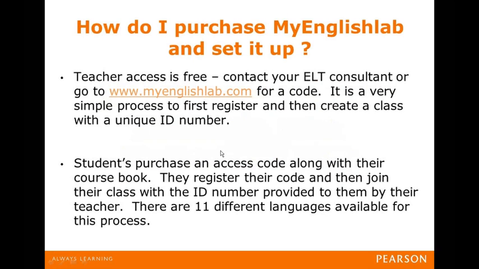Right. How do I purchase MyEnglishlab and set it up? Well, it's very, very easy. Teacher access is free. So contact your ELT consultant or go to www.myenglishLab.com for a code. It's a very simple process to first register and then create a class with a unique ID number. Then the students purchase an access code along with their course book. They register their code and then join their class with the ID number provided to them by their teacher. As we just showed, there are 11 different languages available for this process, and it really is quite simple.